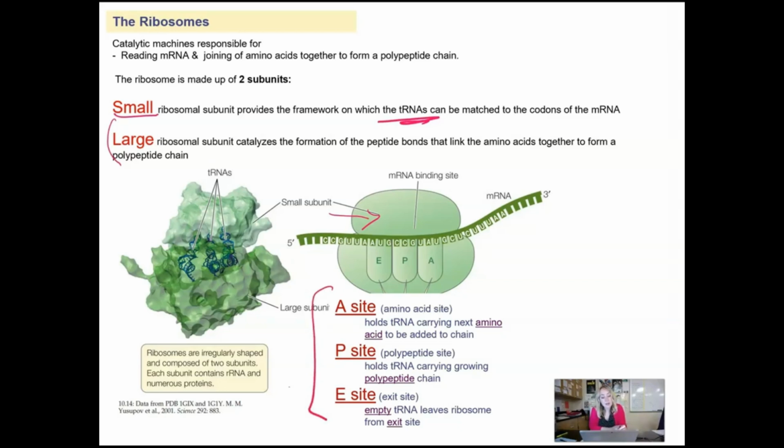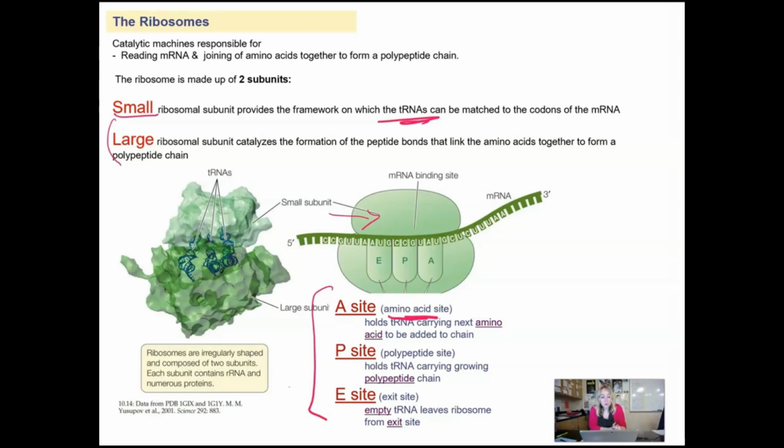Think of the A site as the amino acid site, because that's where the incoming tRNA is going to sit. And the P site, think of it as the polypeptide or peptide bond formation site, because that's exactly what's happening there. And then the E site is for exit.